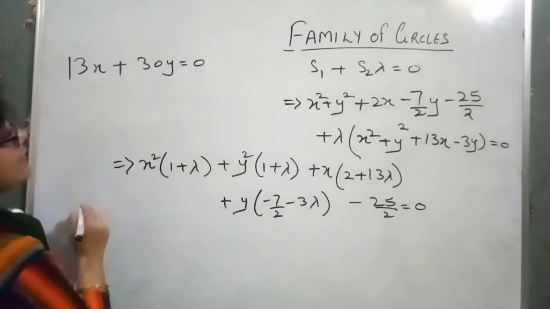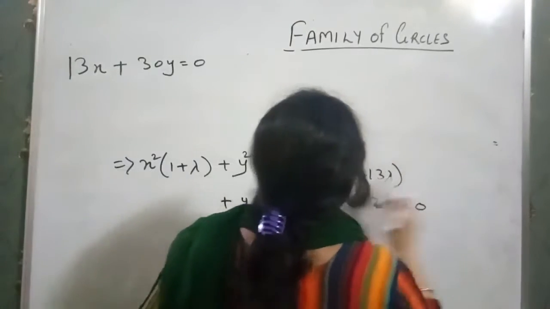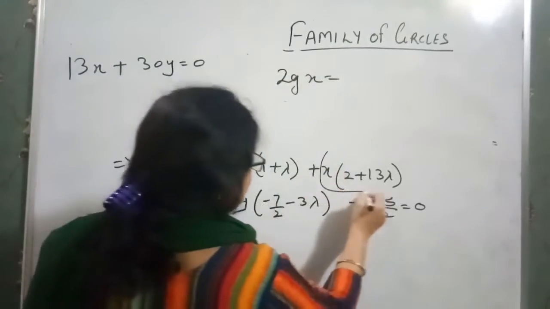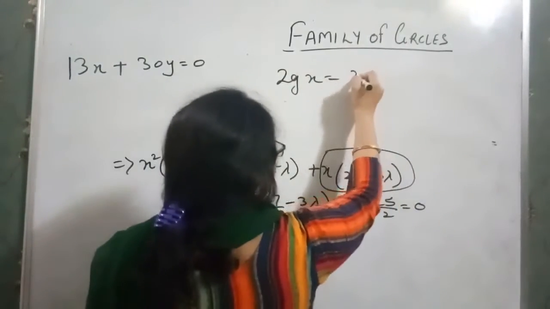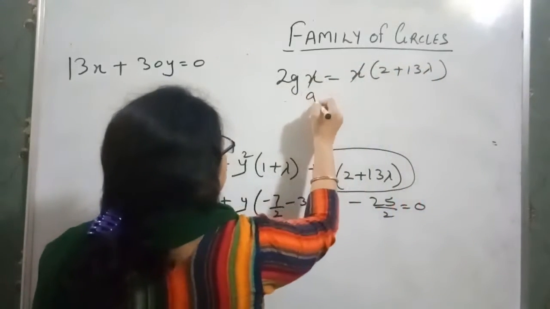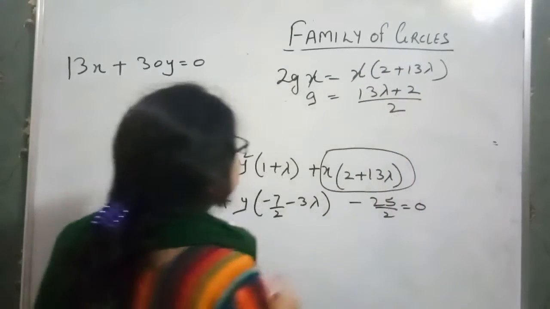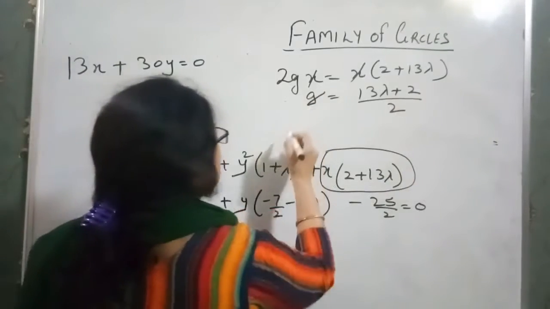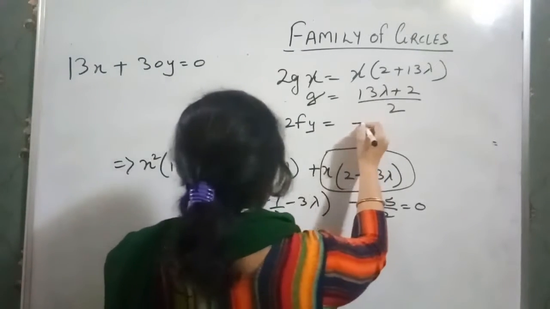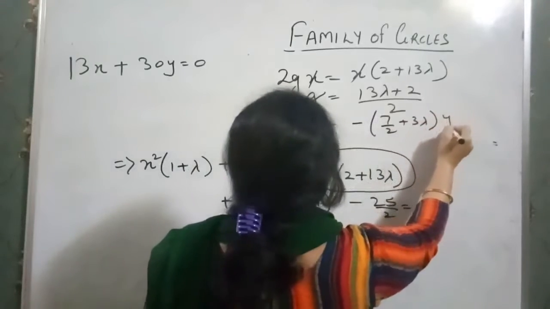From here we find the center of the circle. What is the center of the circle? That is (minus g, minus f). So we compare 2gx with this one. Okay, so we have x (2 plus 13 lambda). Clear? So it cancels. The value of g is equal to (13 lambda plus 2) over 2. Now similarly, the value of f: 2fy is equal to minus 7 upon 2 plus 3 lambda over y, so it gets cancelled.